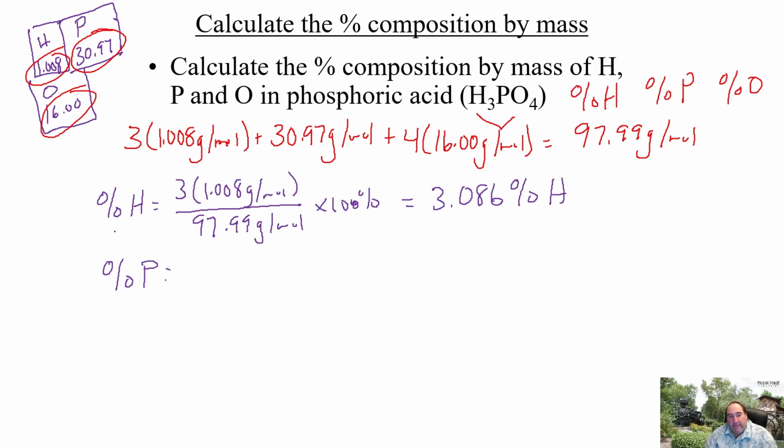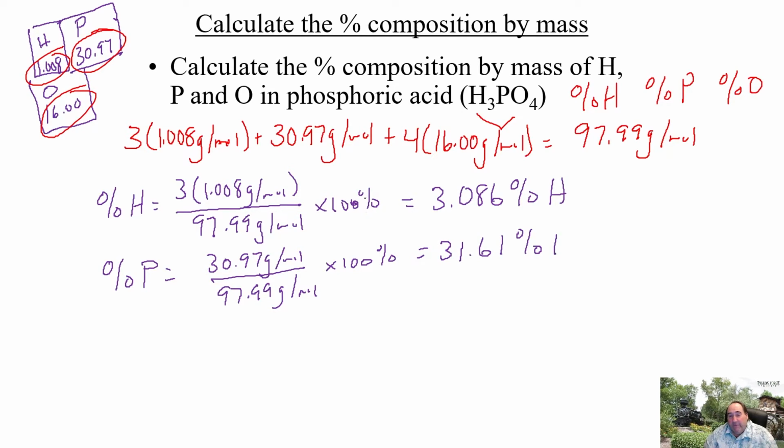We're going to do the same thing for our phosphorus. So percent of phosphorus, there's only 1 of them, so that's 30.97 divided by the molar mass of the entire compound. And we're going to times it by 100%. That's going to give us 30.97 divided by 97.99 times 100%. Going to get 31.61%. Sounds like a good number. 31.61% phosphorus.